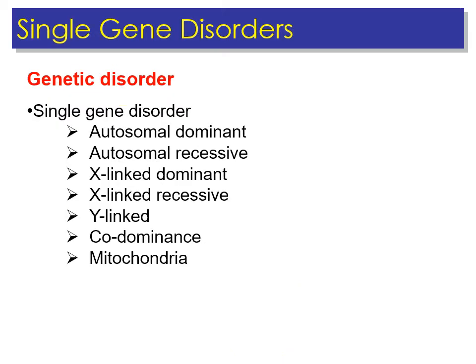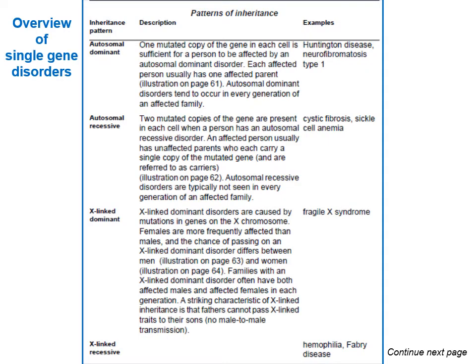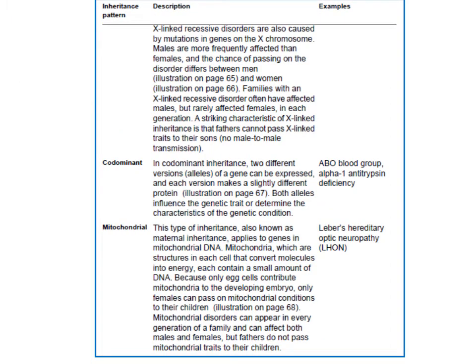Single gene disorder includes autosomal dominant, autosomal recessive, X-linked dominant, X-linked recessive, Y-linked, codominance, and mitochondria disorder. An example for codominance is the ABO blood group. Here is an overview of the single gene disorders. Their characteristics and examples are listed here. Please go through.